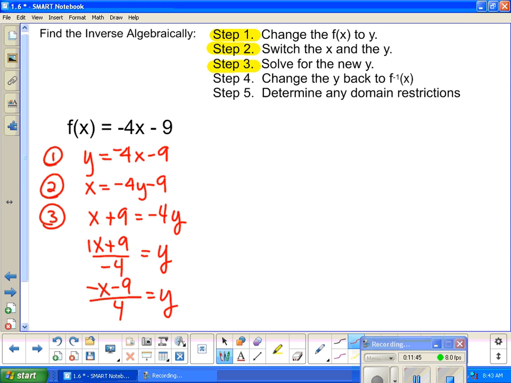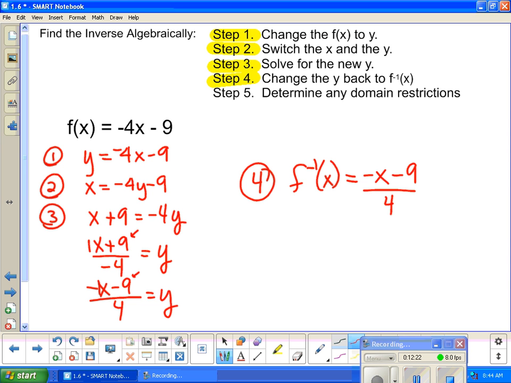Is it the same answer? Look, this is a -1/4. This is also a -1/4. -9/4. If I separate out my fractions, -9/4, -9/4. So it's the same value. Step 4. Change the y back to f of x, or f prime of x. f prime of x equals -x minus 9 all over 4.